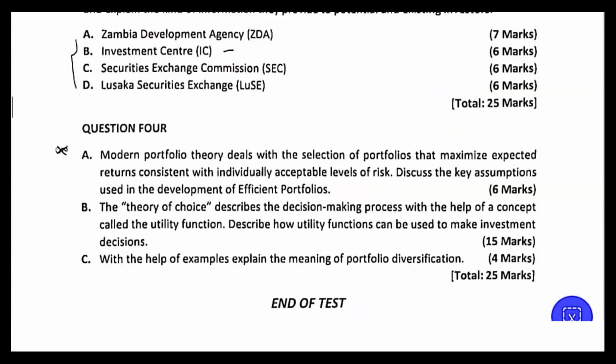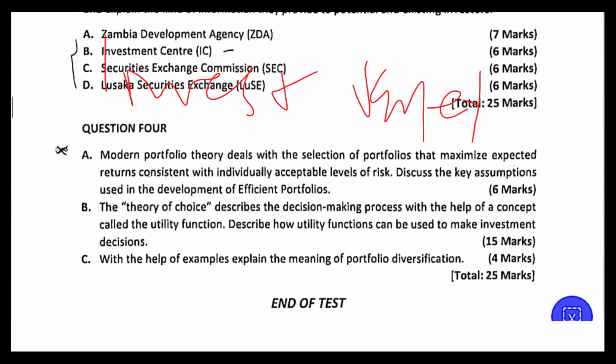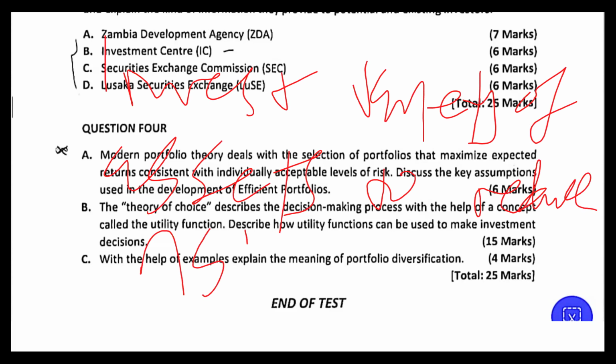With the help of examples, explain the meaning of portfolio diversification. We are coming to the end of the conversation. What does diversification of a portfolio mean? That's the question, colleagues. Diversification of a portfolio involves investing in a variety of assets to reduce risk. This is simple. Basically, you are investing in a variety of assets so as to minimize risk.